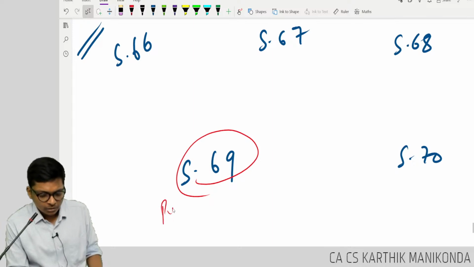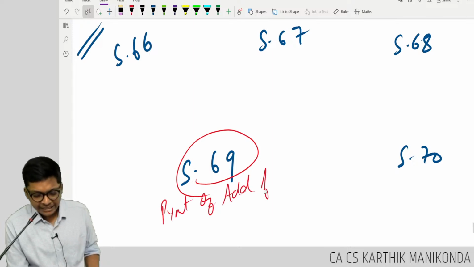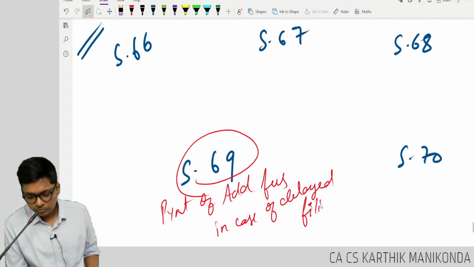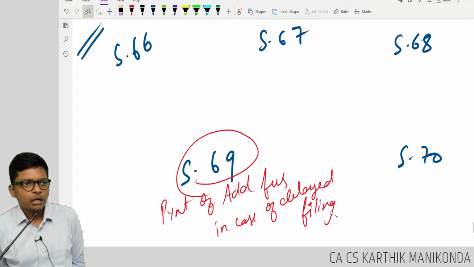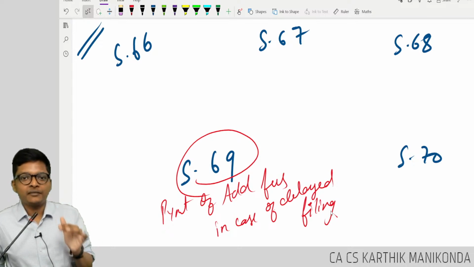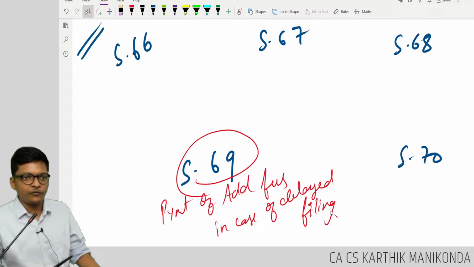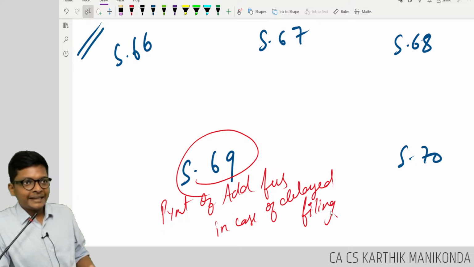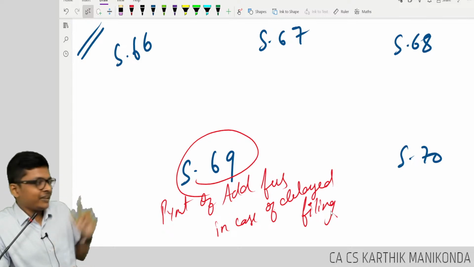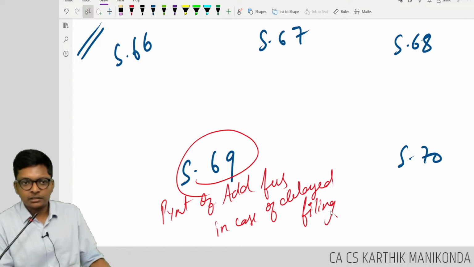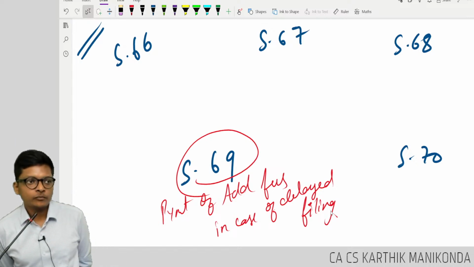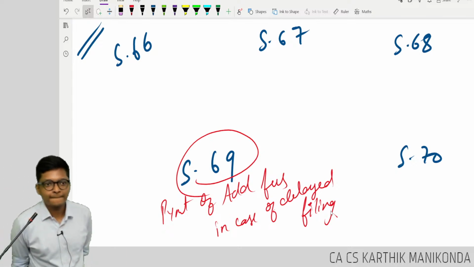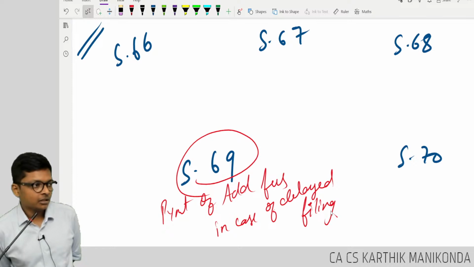So section 69 is payment of additional fees in case of delayed filing. Are you following, guys? There was a time limit, but now the time limit is removed from the Act itself in our syllabus. That means the delay can be even 10 years, 15 years, or 15 months. Central government will ask for an additional fee; you pay the additional fee and file. Are you following, guys? You don't wear a helmet the first time, the penalty is 500. Second time also you don't wear. Third time 5,000. Fourth time.